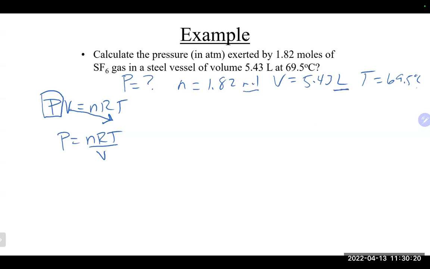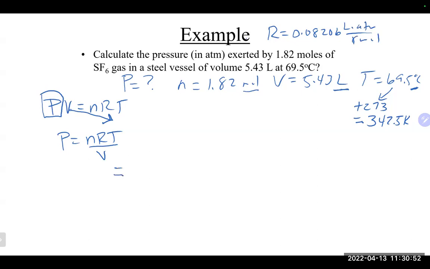And much like a previous problem, our Celsius does need to be converted. So we're going to do 69.5 plus 273. So here we will add 273, and that will get us 342.5 Kelvin. Remember that although not mentioned in the problem, like usual, we always have R available to us, which is also a missing piece. So at this point, we now have everybody in the correct units.